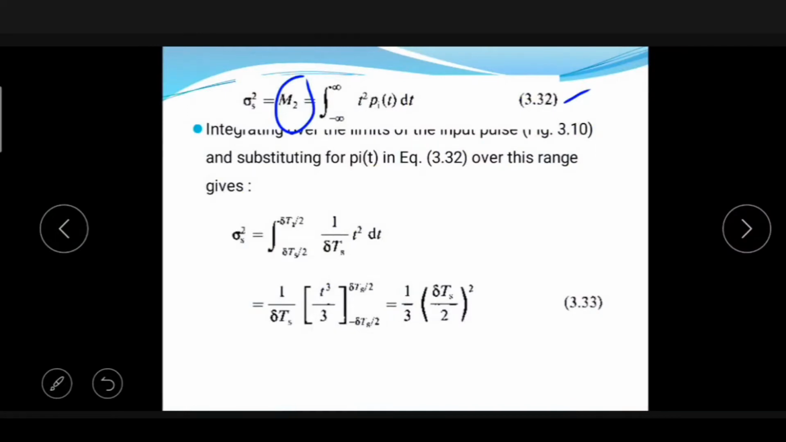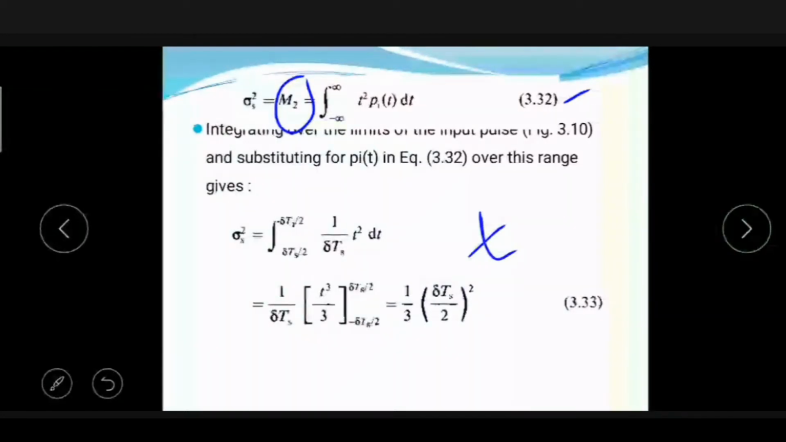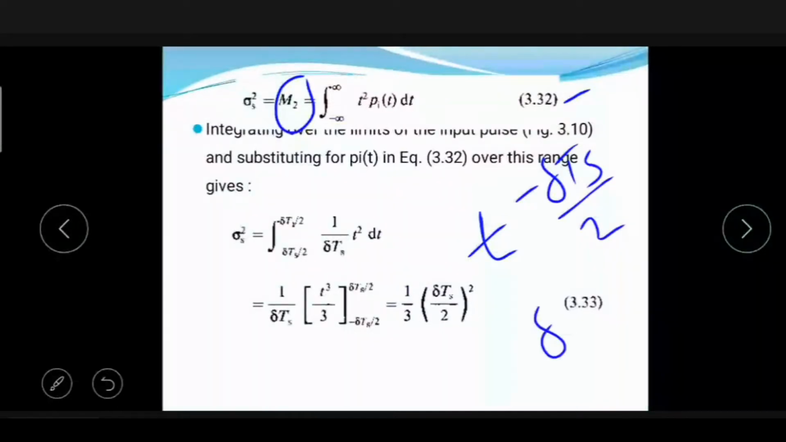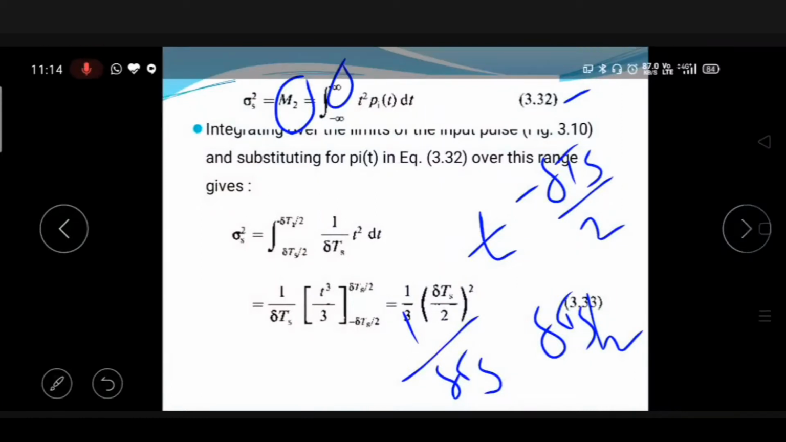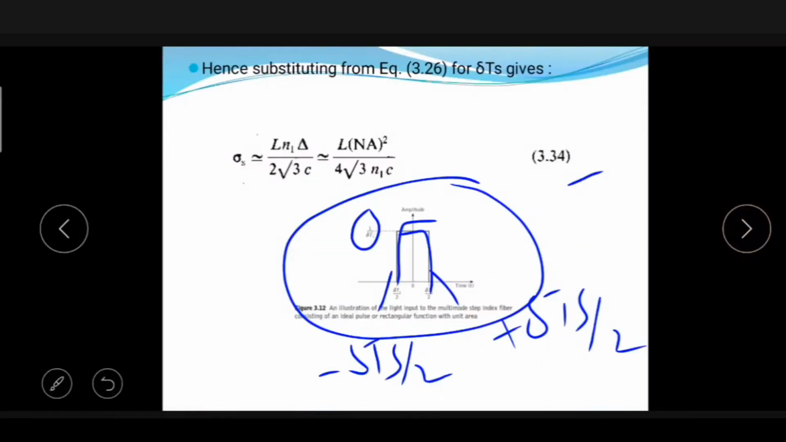Now we are integrating this with respect to t over the time interval minus delta Ts by 2 to plus delta Ts by 2 with the amplitude 1 by delta Ts. Here we have taken minus infinity to plus infinity. Okay, sorry, this is minus infinity, this is plus infinity. So instead of that, we are going to consider minus delta Ts by 2 to plus delta Ts by 2 with the amplitude 1 by delta Ts.